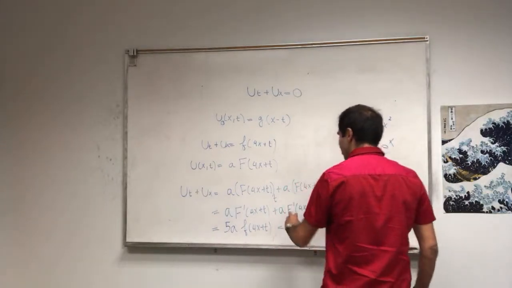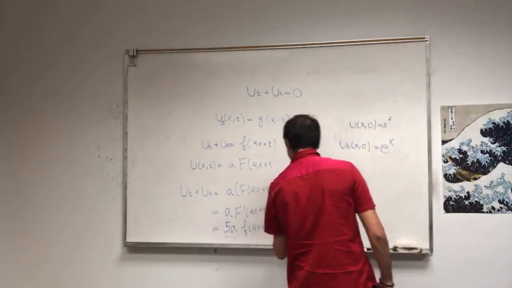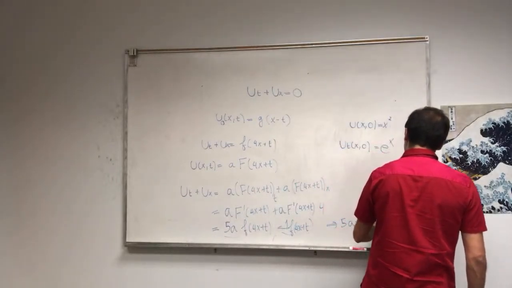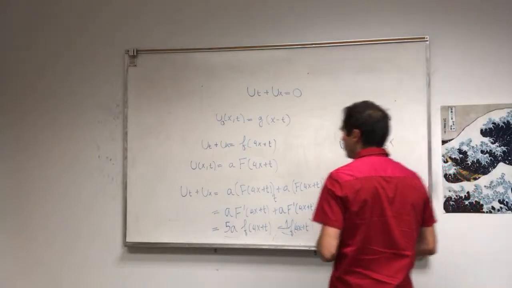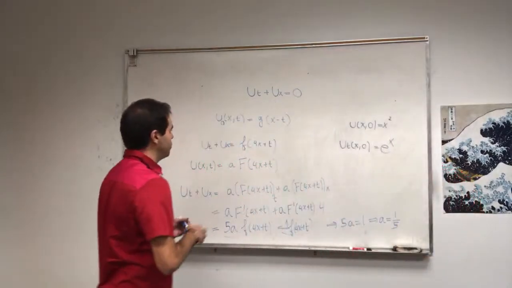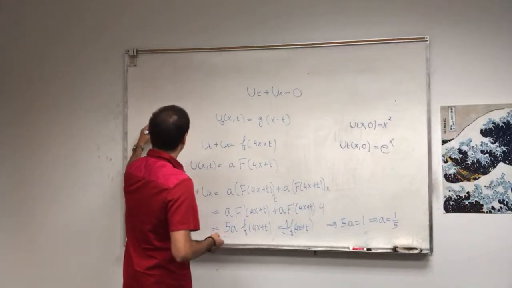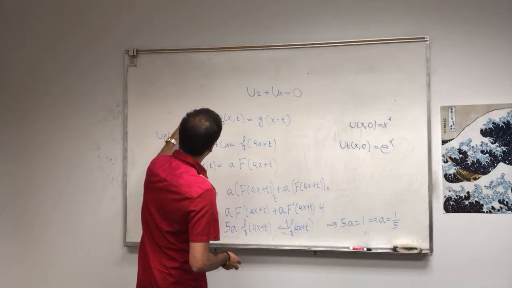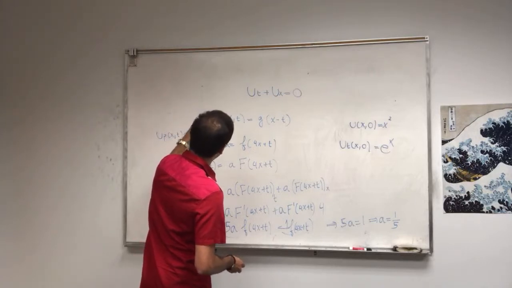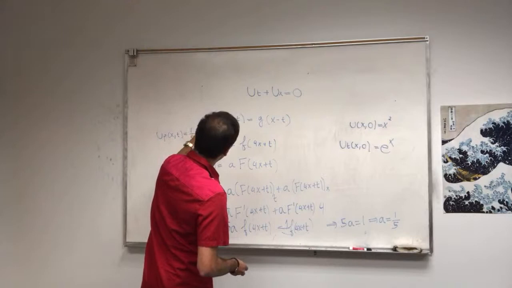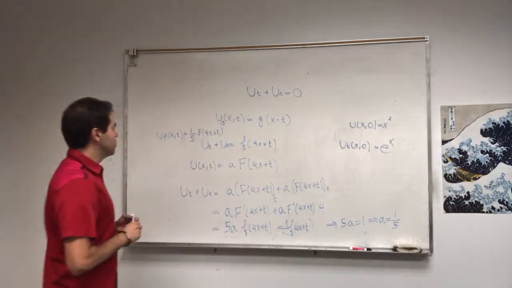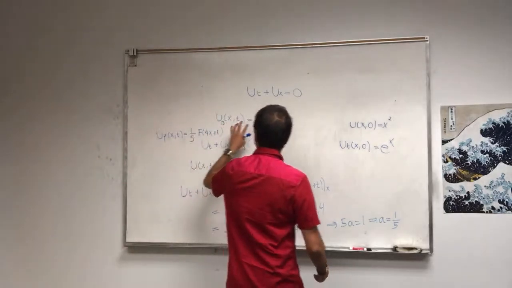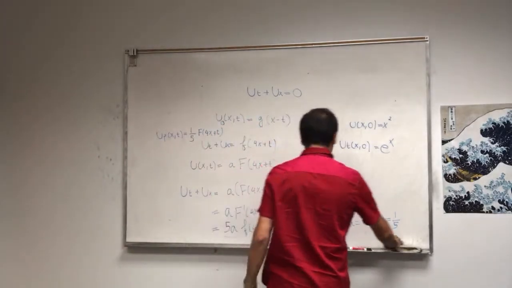So you basically just compare. You guess that 5a equals 1, which gives you a equals 1/5. So what does it tell you? It tells you a particular solution is just 1/5 capital F of 4x plus t. So how do you find the general solution? You just add up this solution with this solution.